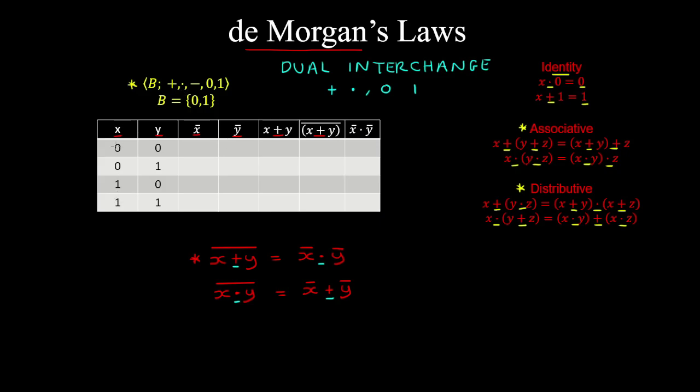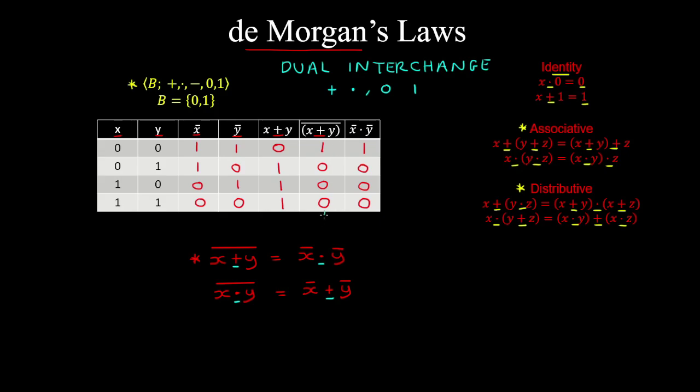So the complement of X is 1, 1, 0, 0, and the complement of Y is 1, 0, 1, 0. And then for X or Y, 0 or 0 is 0, 0 or 1 is 1, 1 or 0 is 1, and 1 or 1 is 1. And then the complement of X or Y is 1, 0, 0, 0. And then not X and not Y, so 1 and 1 is 1, 1 and 0 is 0, 0 and 1 is 0, 0 and 0 is 0.